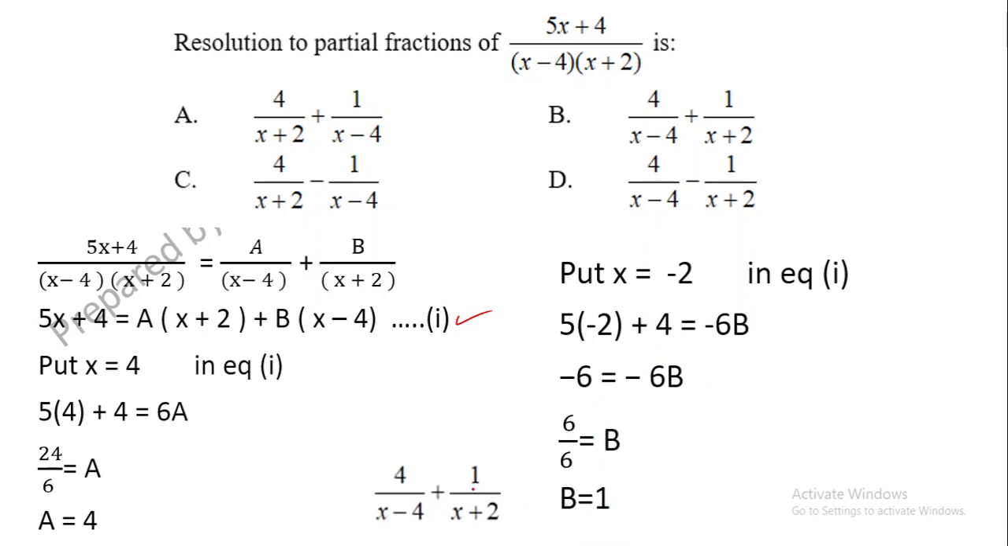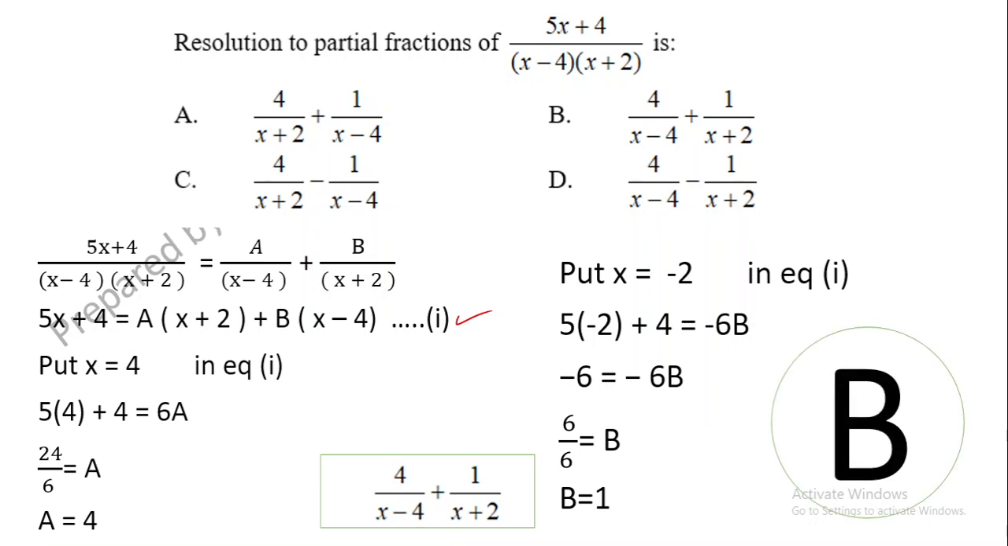So finally you will have a over the first factor plus b over x plus 2. Find out where this option is available. So the right option is which one? The right option is b1. So this question requires a complete solution.